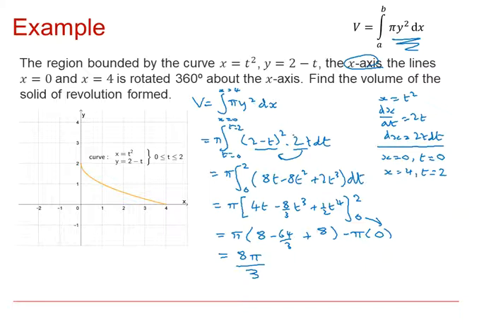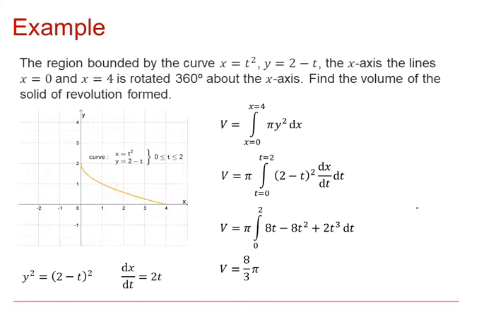We could always check this definite integration that we've done here using the facility on your calculator if you wanted to double check it. So the key things here are to substitute for y. You may think of dx as being dx by dt times dt. That's another way of setting it out. But either way, the full substitution will produce the integral of this polynomial, which gives 8 pi by 3.